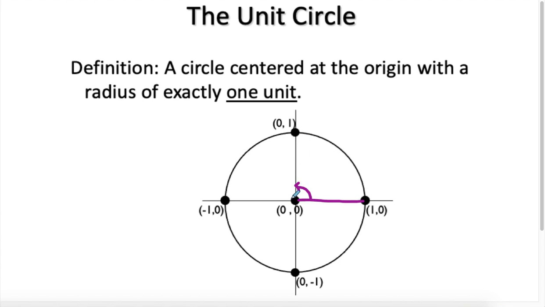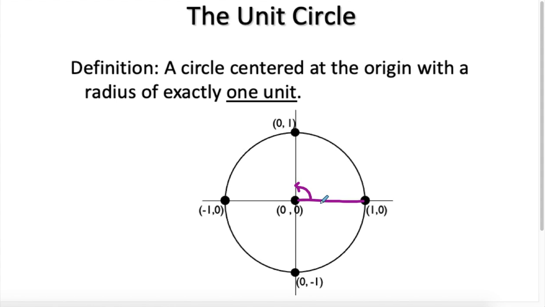If we go all the way to the next line over here, the negative x-axis, that would be a 180-degree measure, or an angle of pi. If we go all the way down to here, that would be 270 degrees, or an angle of 3 pi over 2. And if we go all the way back around, that would be 360 degrees, or 2 pi.